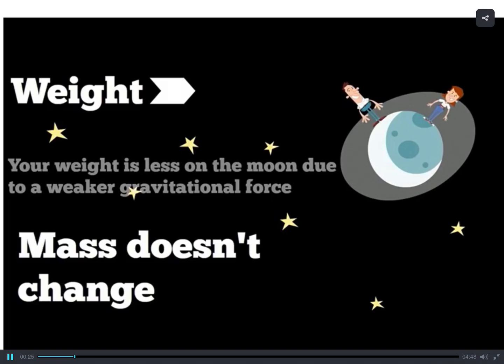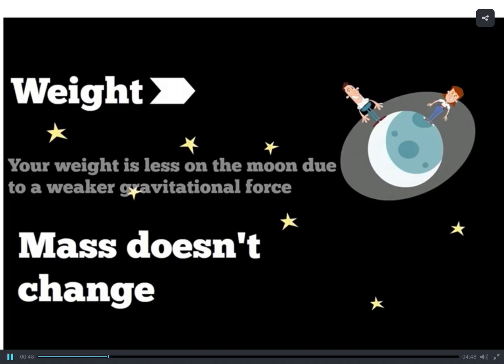Would you weigh the same there? No, you would be much lighter because of the lack of gravity. But your actual size would be the same as it is on Earth. How is that possible? How do you weigh less on the moon but still be the same size? This is where the idea of mass comes into play.